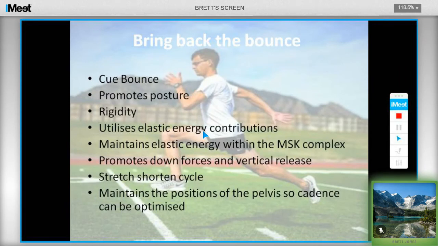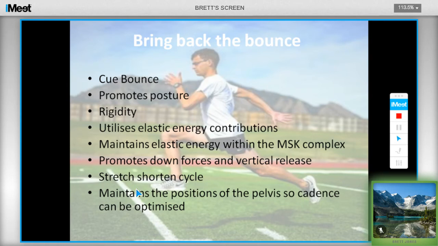So for me, another lovely cue that I use is about bouncing. I'm trying to teach athletes that all of their movements need to be bouncy and springy. It promotes posture, it promotes rigidity, it utilises the elastic energy contributions, it maintains elastic energy within the musculoskeletal complex, promotes good down forces and vertical releases. Just simply by thinking about bouncing, you end up applying more force on the ground and get this lovely rebound up and vertical into the air.